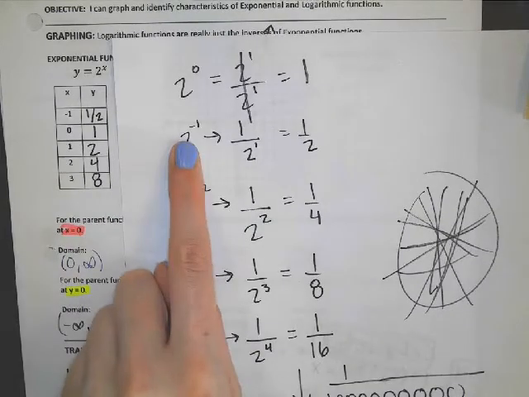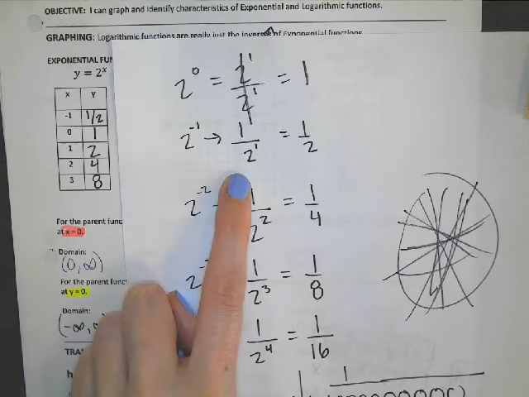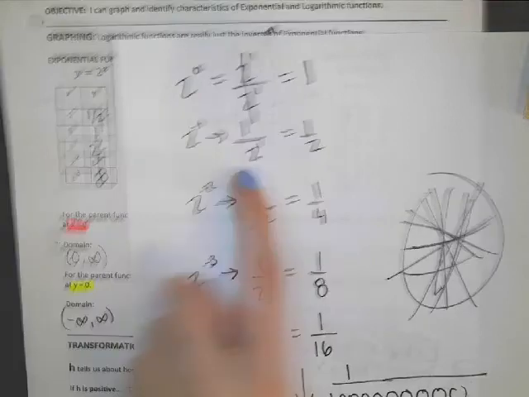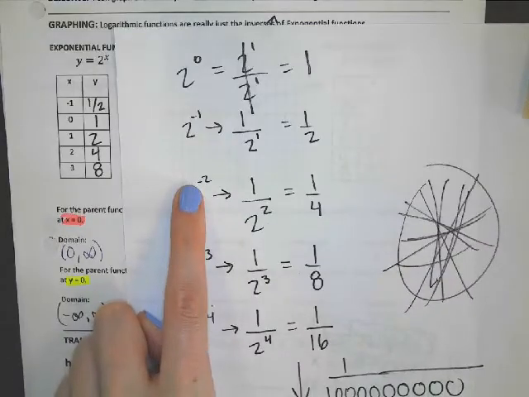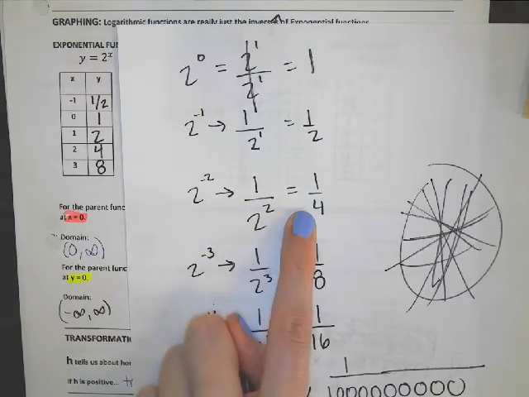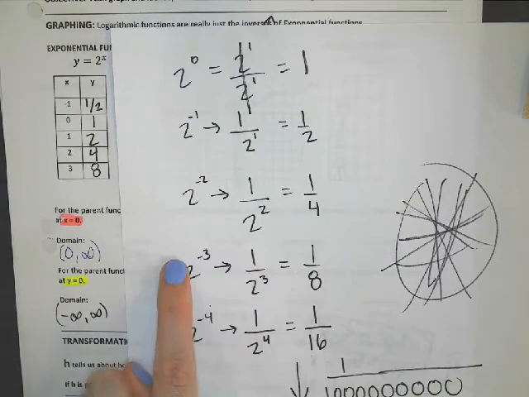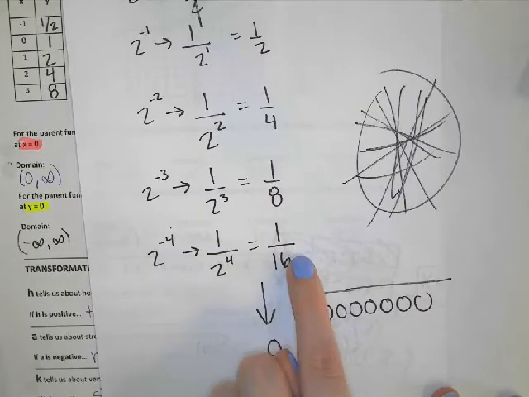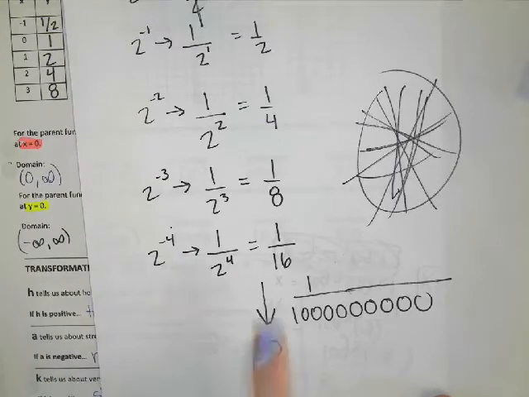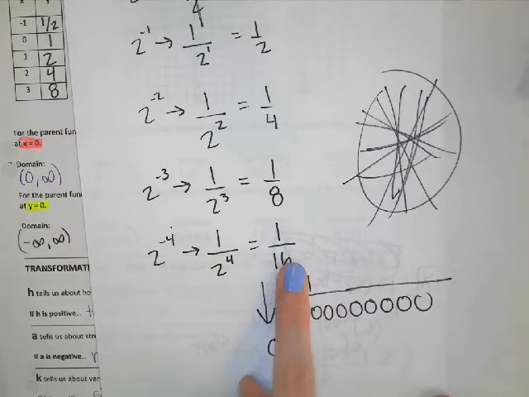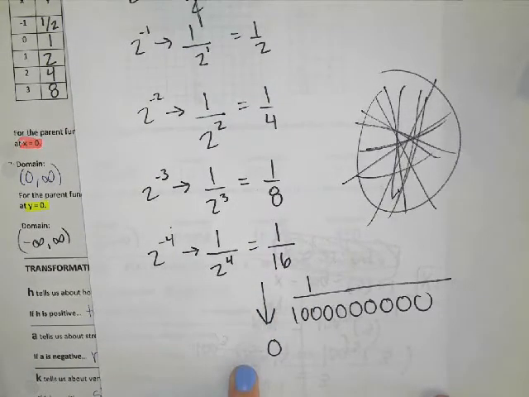Negative exponent means that it's a reciprocal. So you're supposed to put it at the denominator, and then it becomes a fraction. It's 1/2. And then when I did -2, it became 1/2 squared, a fourth, which is smaller. And then -3 became an eighth, which is even smaller. And then -4 became a 16th, which is even smaller. So the further negative I go, what's happening to my outputs? You're getting closer to 0 because they get smaller and smaller.